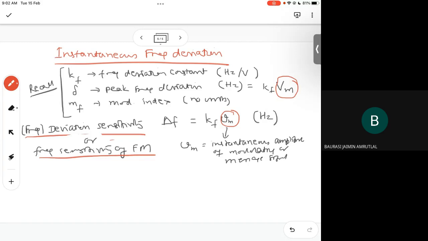Okay, so this is what we have learned. It is also expressed in terms of the deviation constant. What is the unit here? It is in hertz, because this is hertz per volt multiplied by volt, so it becomes hertz only. And obviously it is clear how sensitive it is.